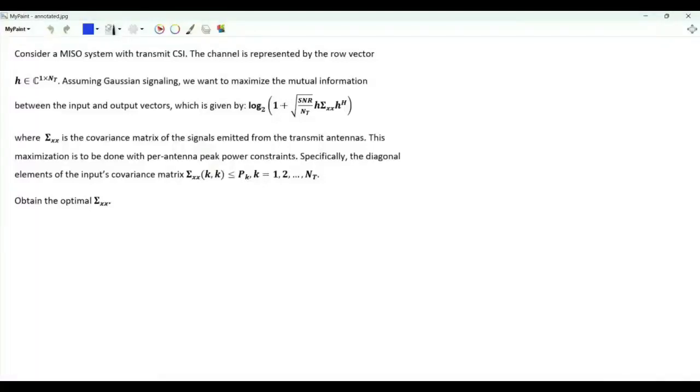Bismillahirrahmanirrahim. We have a wireless communication system with NT transmit antennas and a single receive antenna. The channel is represented by the row vector H of size 1 by NT. H is known to the transmitter. The transmit covariance matrix is sigma XX. The average receive signal to noise ratio is SNR.